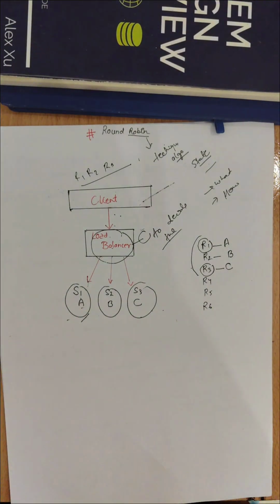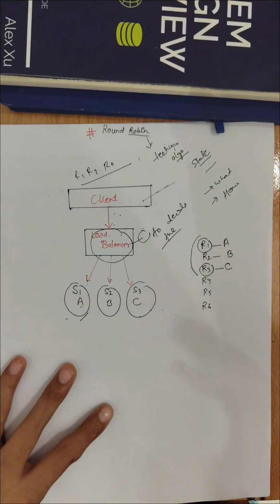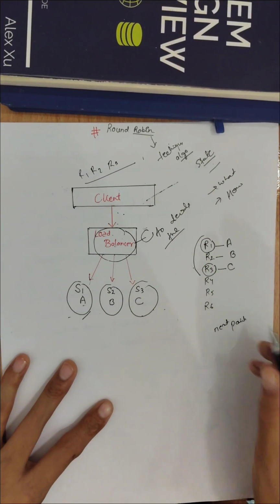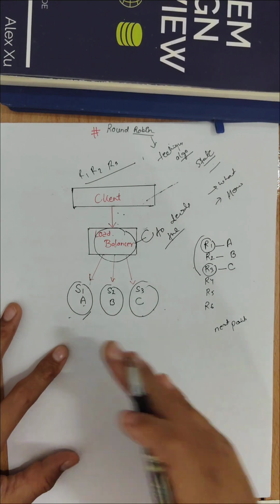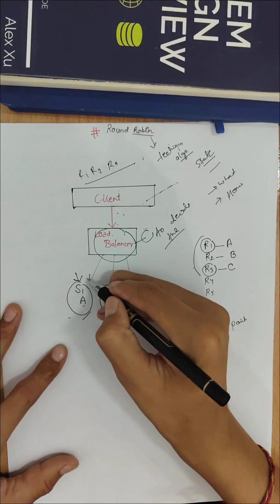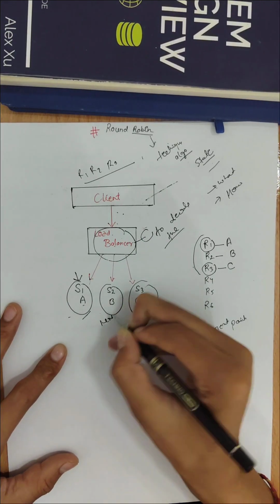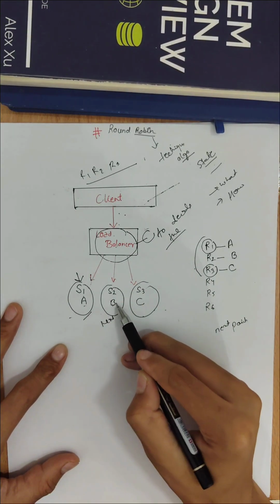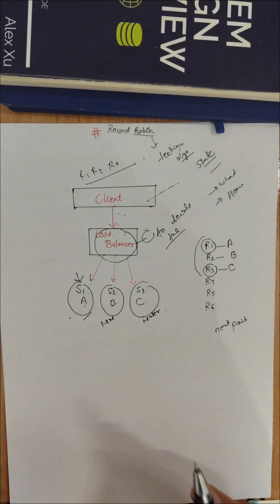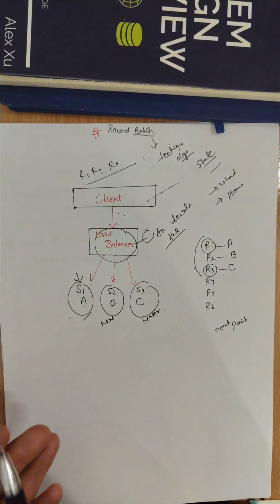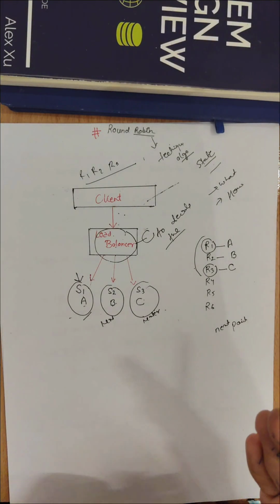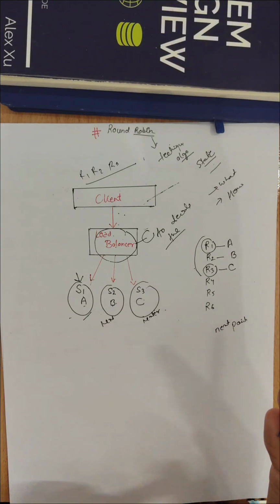Now what round robin considers is that there is also a next pointer. What does the next pointer do? The next pointer keeps track of the next server. It means if the request is passed on to server A, the next pointer will point to this server. If the request is passed on to server B, the next pointer will move to server C. So in round robin we have a pointer which points to the next server to which the load balancer has to pass on the request.